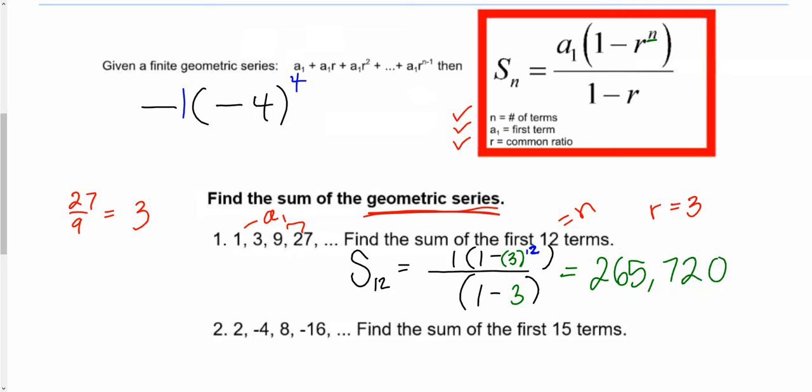Guys, you will get big numbers in these problems because they're growing quickly. Anytime you have a geometric sequence, they get big very fast. So when I add up just the first 12 numbers, they increase so quickly that we end up in the hundreds of thousands when we add them up.